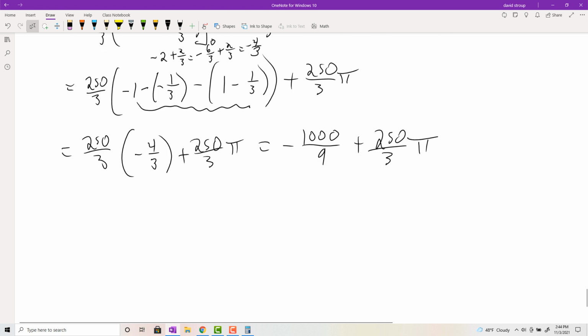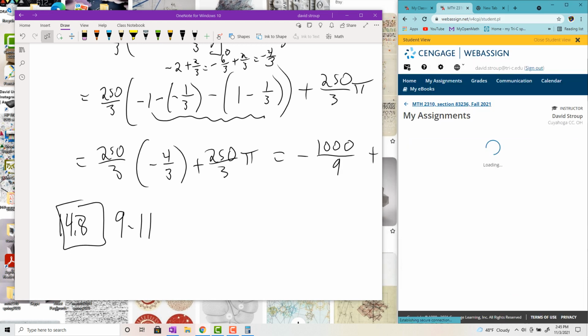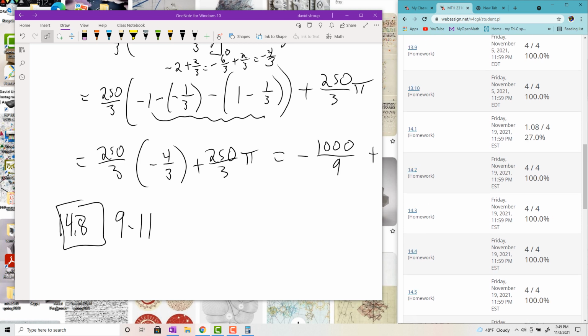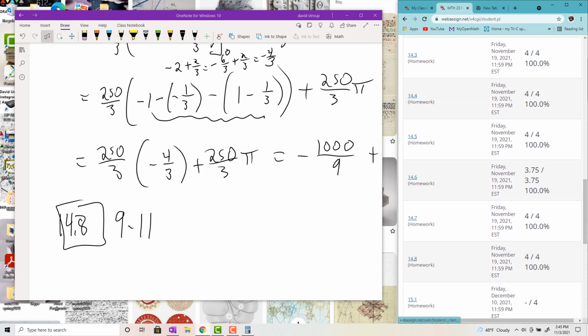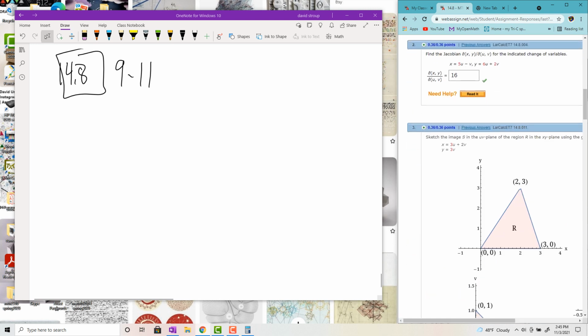Yeah. Okay. Last but not least, then the Jacobian problems. So I'm most likely to just give you one of the ones where you have to do it all yourself. 14.8. There's only like 3 of them in the homework, 9 to 11. So let's go over to 14.8 and take a look-see at number 11.